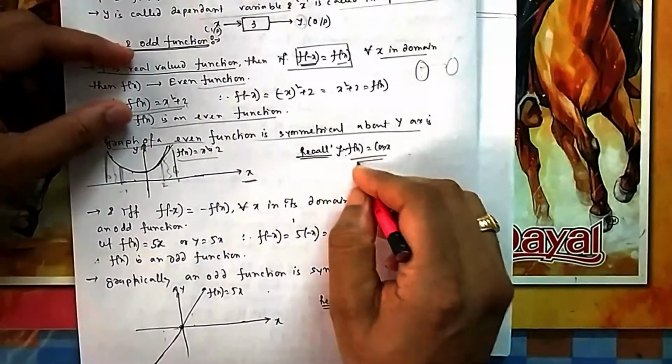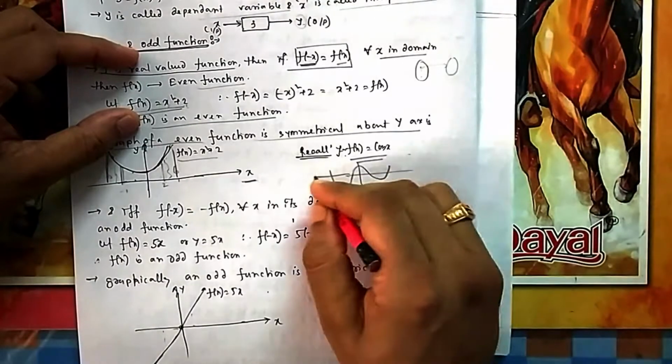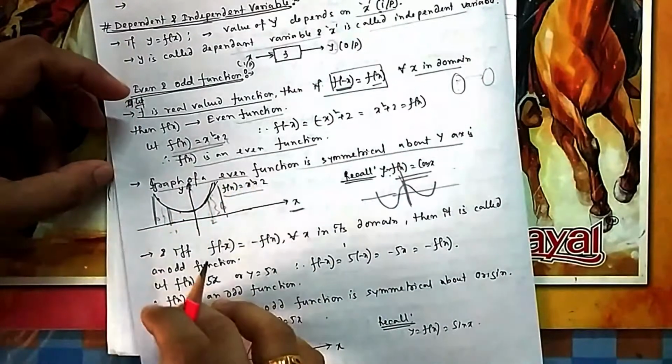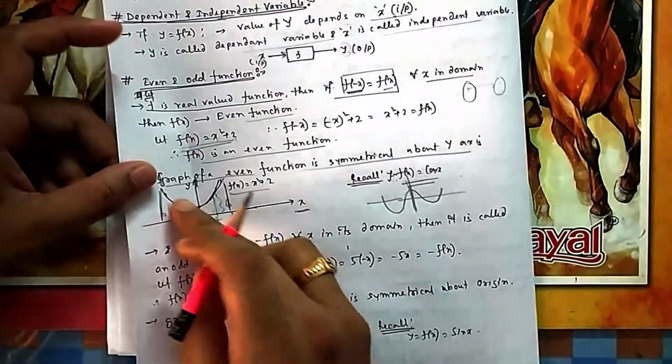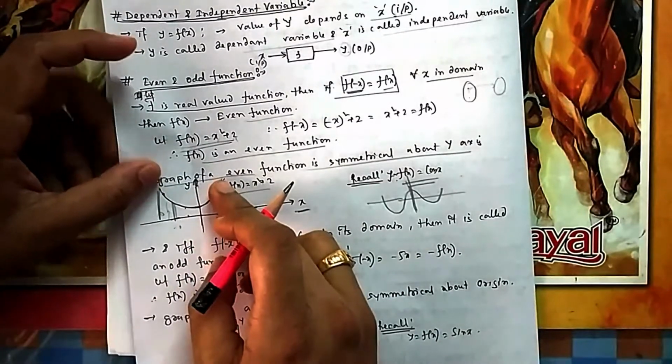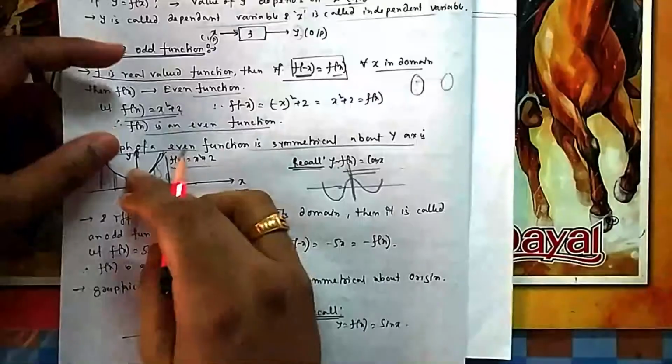You can recall your cos x. In trigonometry you have studied. This is your cos x function. You can see it is symmetrical about y-axis. You take a mirror at y-axis, or you fold your page along the y-axis. You will feel this graph is coming just above this one. My drawing is not perfect, but it should come. This will come just aligned, this will align above this one.